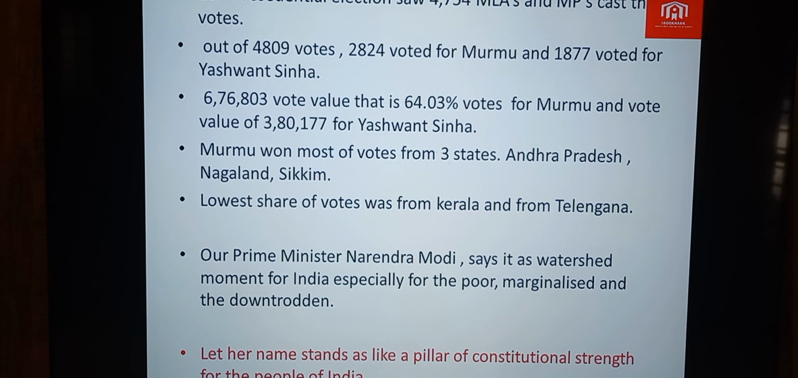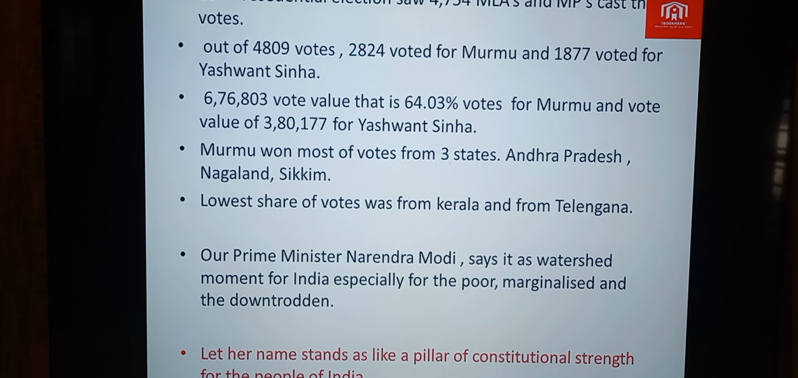The 16th presidential election saw 4,754 MLAs and MPs cast their votes. Murmu won most of the votes from three states: Andhra Pradesh, Nagaland and Sikkim. She secured 64% of votes, and Yashwant Sinha got only a vote value of 3,80,177. She got the lowest share of votes from Kerala and Telangana.